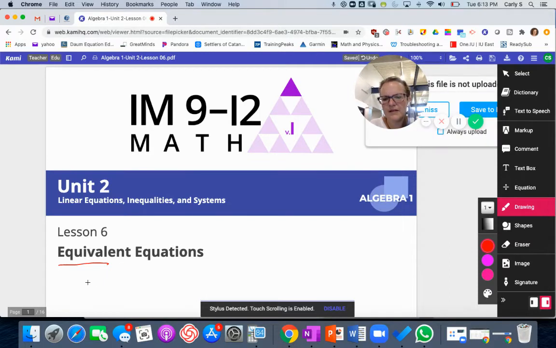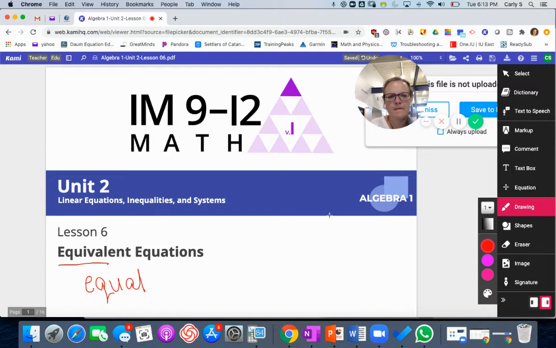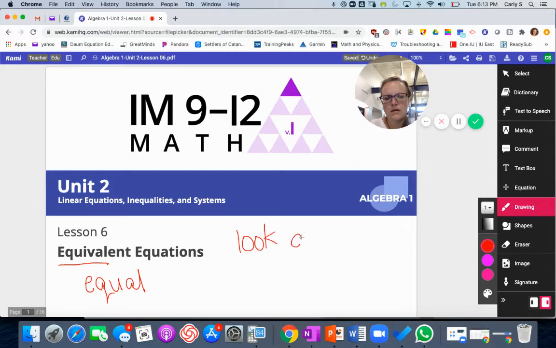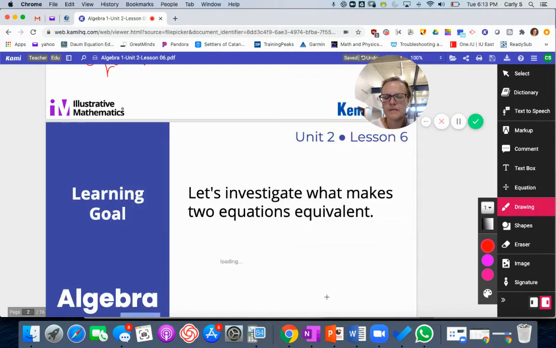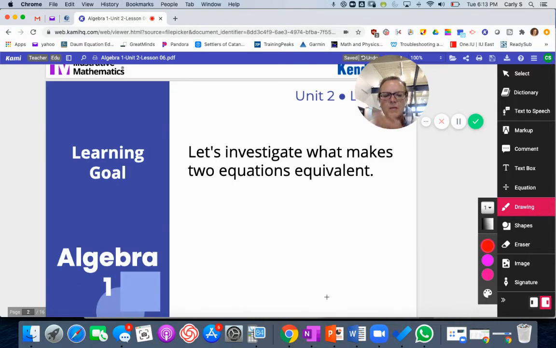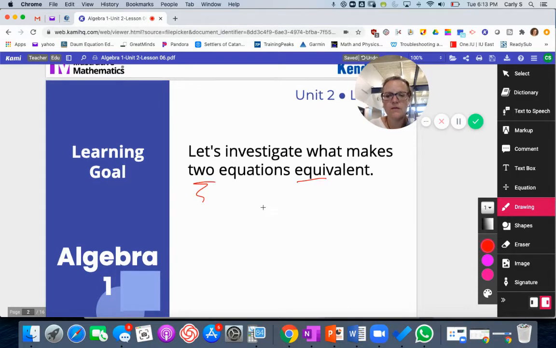All right, equivalent equations. Okay, we see equal. So equations that are different, that maybe look different, but they're equal. So let's investigate what makes two equations equivalent. Remember, that means equal. Two different equations that look different but are equal.